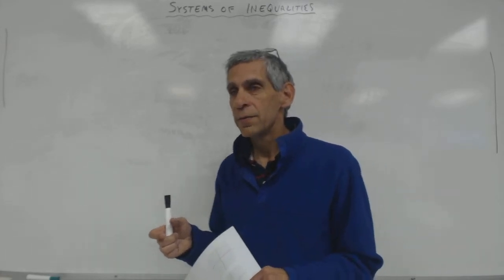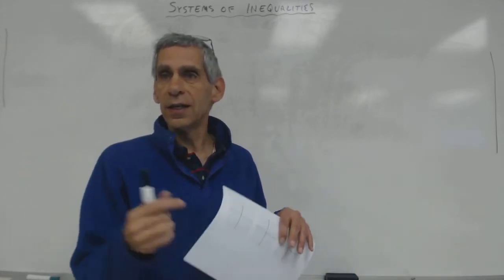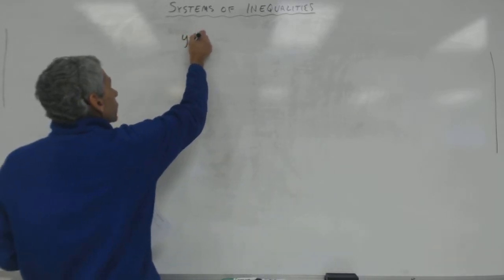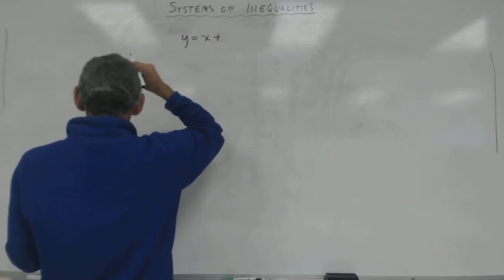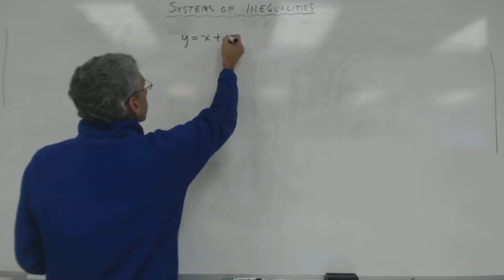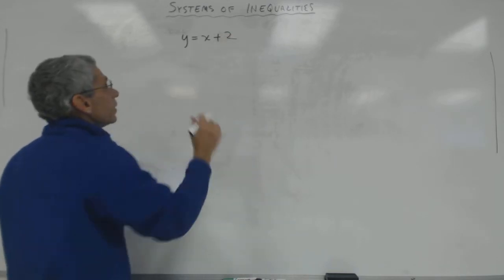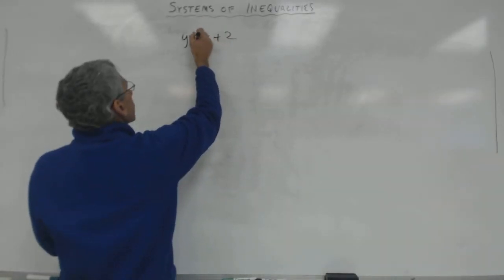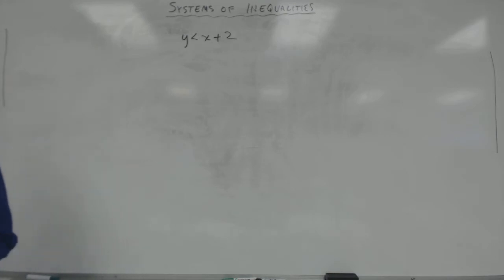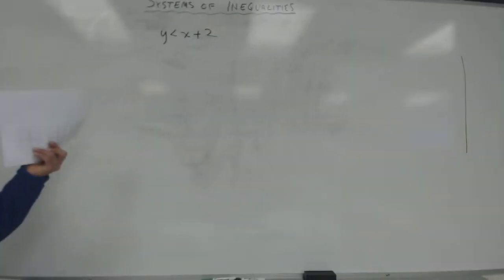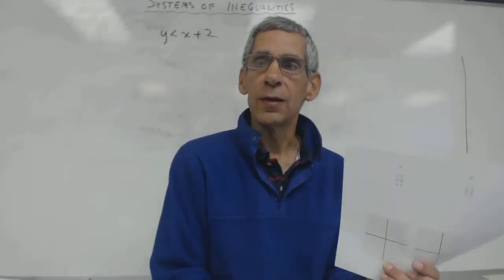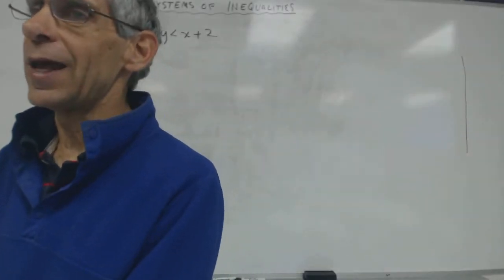And systems of inequalities. First of all, you guys know what an inequality is. An inequality would be something like y is equal to x plus 2. Excuse me, that was an equation. Now it's an inequality, right? So that is one inequality. When you talk about a system, in math we use the word system to mean many.